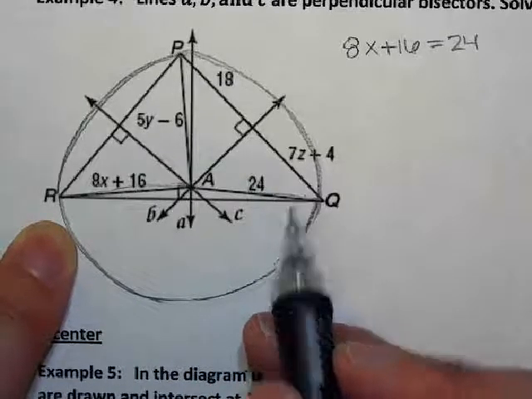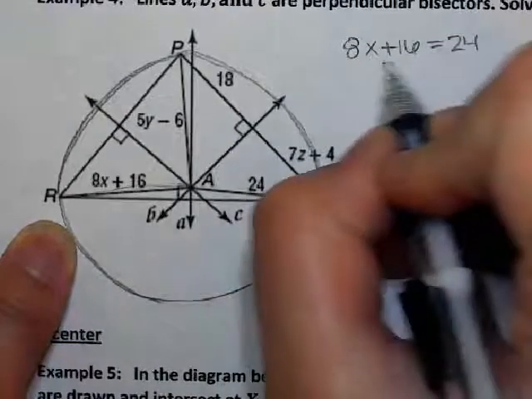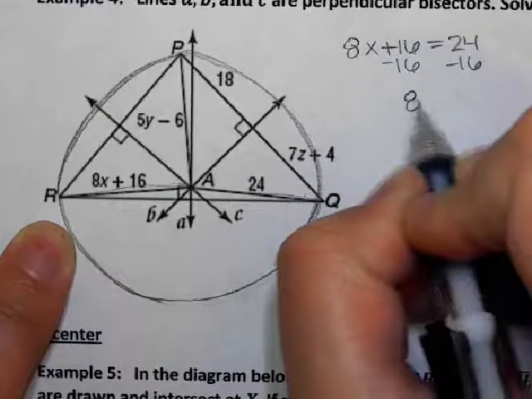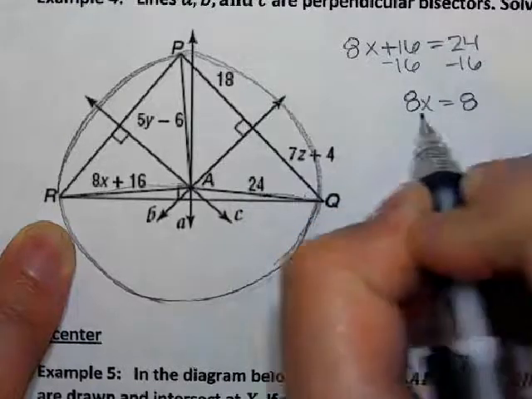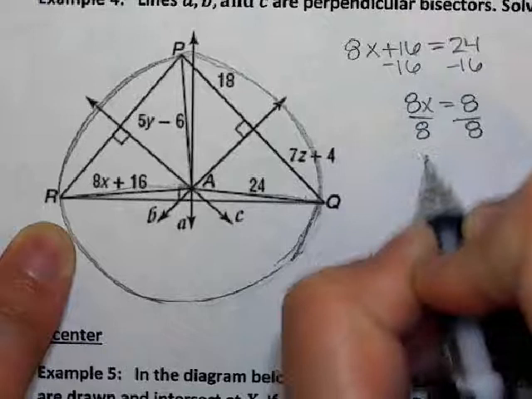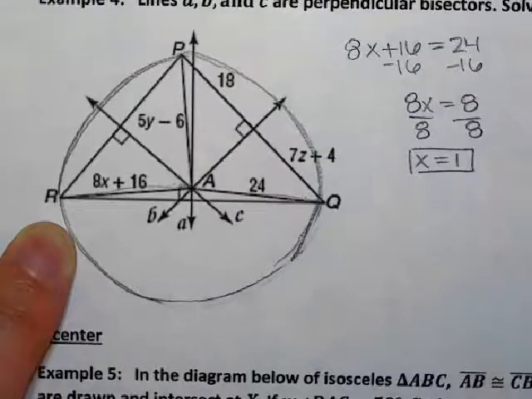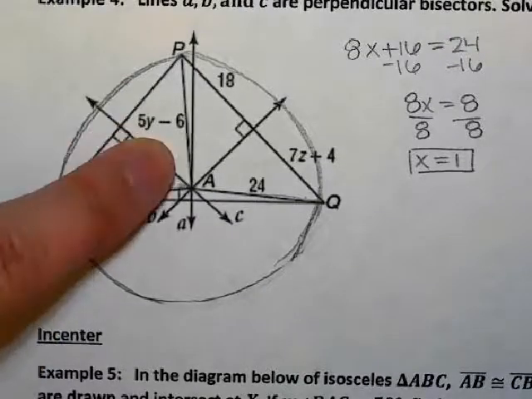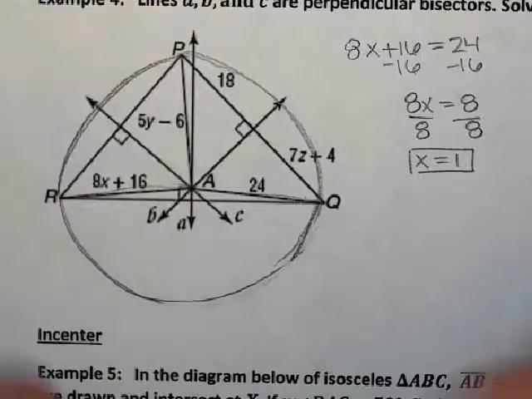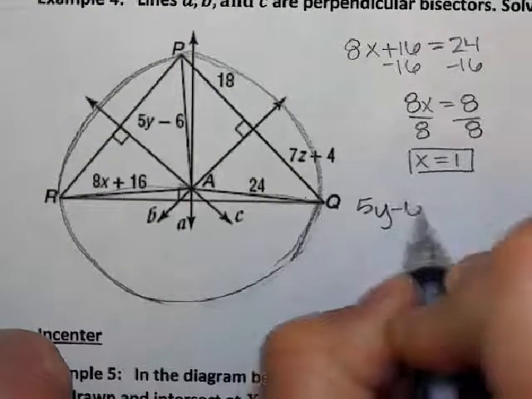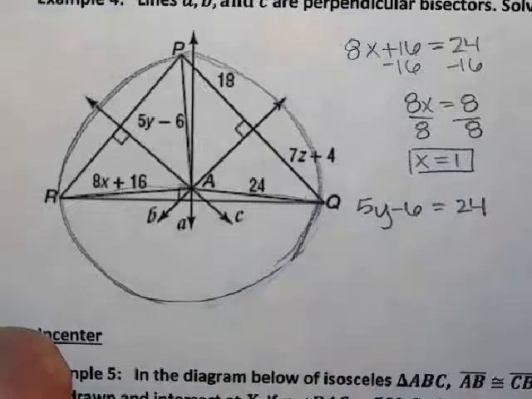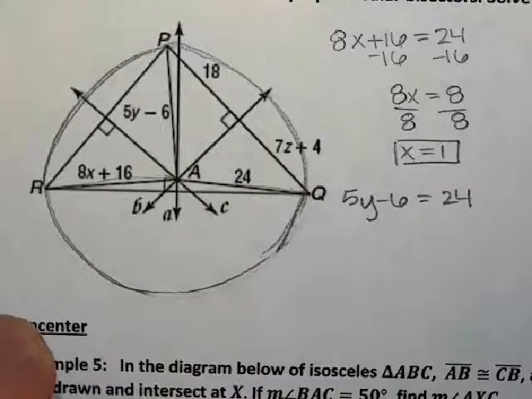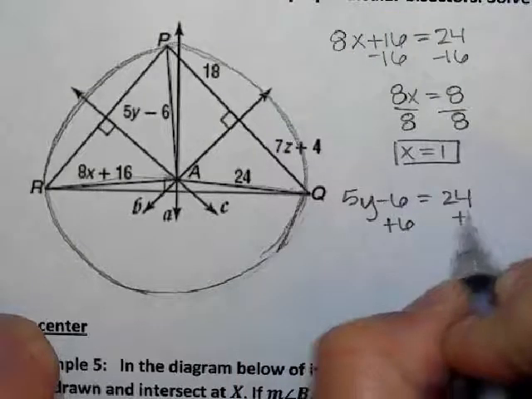All right, 8x equals 8. What'd you guys get for x? X equals 1. Marvelous. Now, if I wanted to solve for y, how would I solve for y? Use the 24 as the radius again, because 5y minus 6 happens to be another radius of the circle. So we're going to set it equal to 24 as well. Did everyone catch that? Plus 6. What'd you guys get for y? Marvelous.